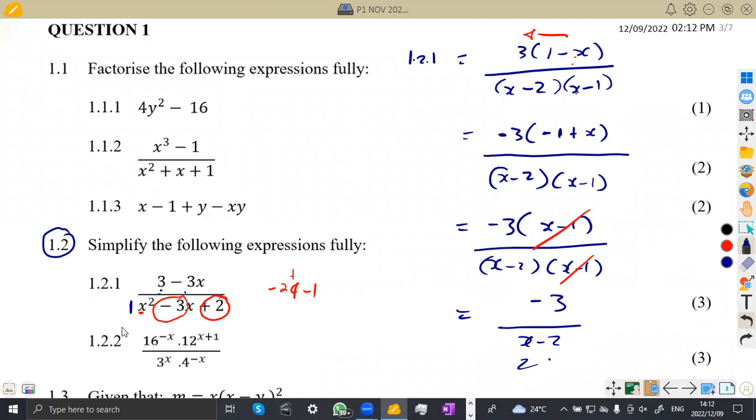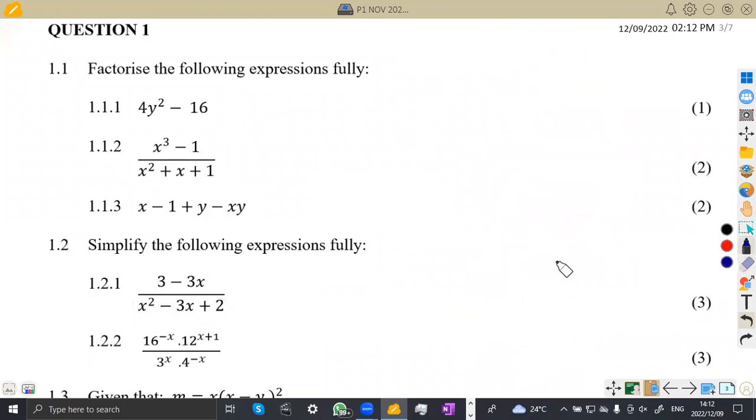All right, let's see the 1.22, what we had. So let's just remove this part so that we can work this question aside. If we are to check our question, we are given a question where we're dealing with exponents. We've got 16 to the exponent of negative x by 12 to the exponent of x plus 1.